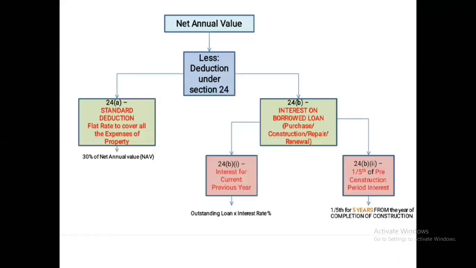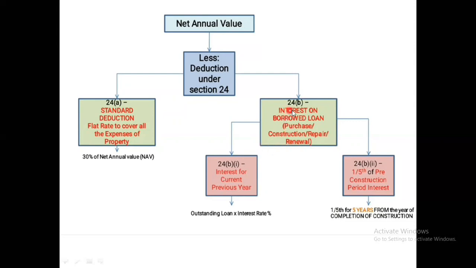Now, once we have learned to compute the net annual value, the next step is to deduct the eligible deductions under Section 24. So we have two such deductions under Section 24: Section 24A and Section 24B. Under Section 24A, you are allowed a standard deduction, which is a flat 30% of the net annual value, in short called the NAV. Section 24B allows you to claim deductions for the interest on borrowed loan for the purpose of purchase, construction, repair, and renewal of house property.